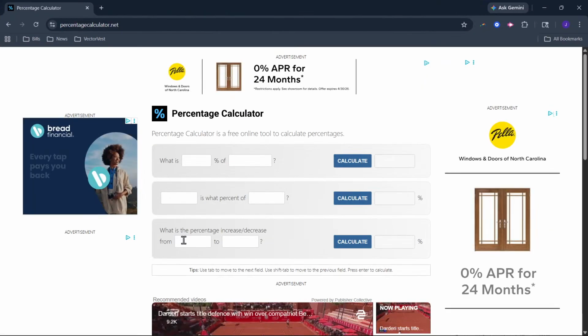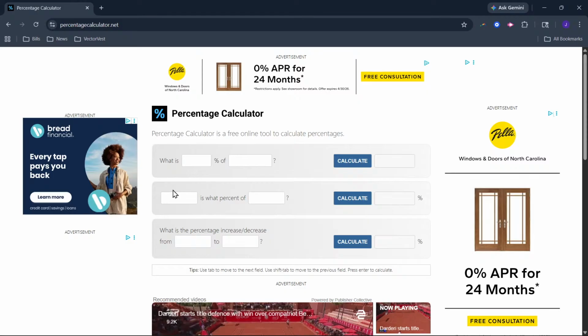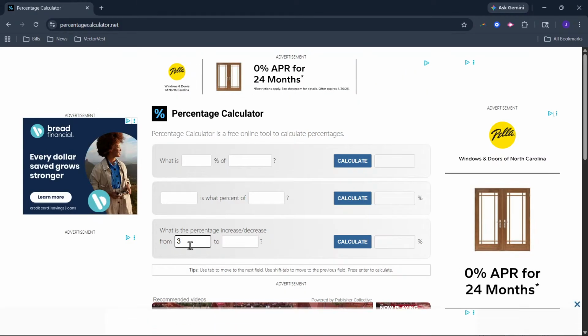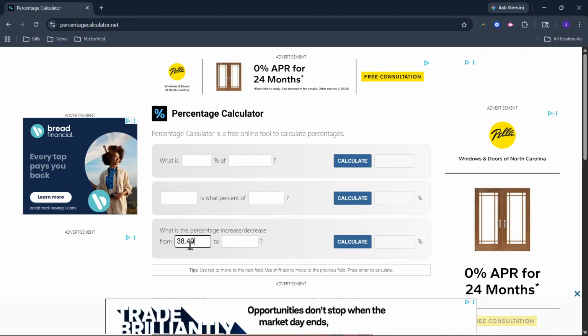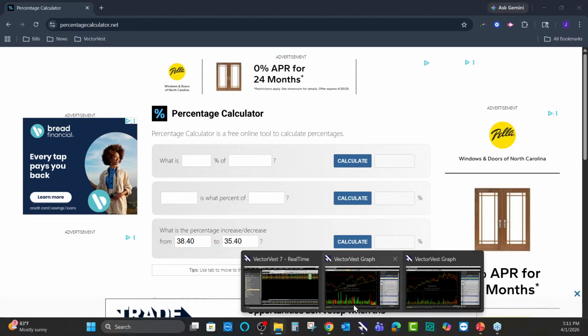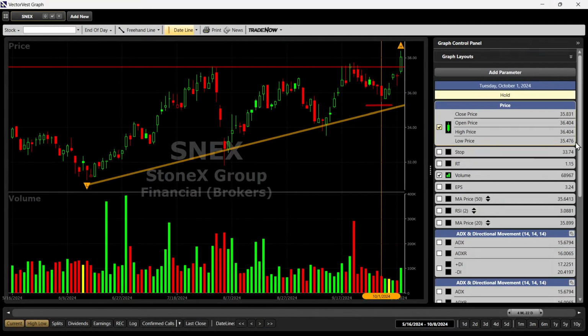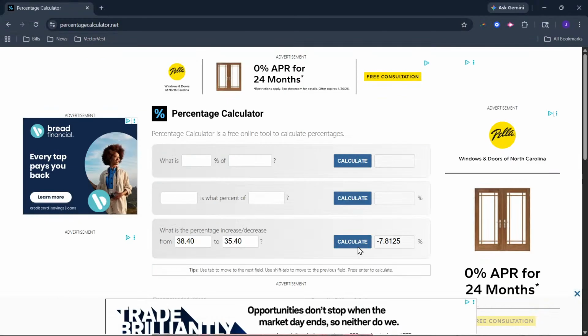what percentage loss that is. So I take out my little percentage calculator. I type in 38.40, 35.40. Those numbers correct? Hold on. 35.40, 38.40. Okay. That winds up being, let's round that up, an 8% loss.